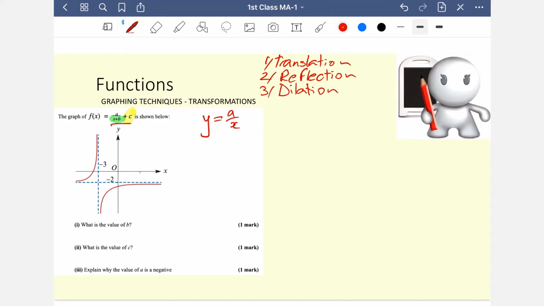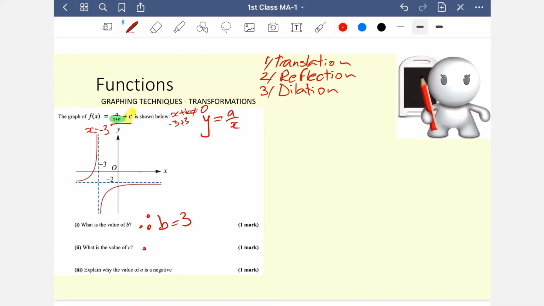Okay, so first question, what is the value of b? Well, remember x plus b cannot equal 0, hence that's why we have this asymptote. Well, what's the equation of this asymptote? x is equal to -3. So if x is equal to -3, therefore b has to equal 3, okay? If you substitute -3 here and 3 here, you're going to get 0, and remember, x plus b cannot equal 0, otherwise the function will not exist. Okay, so it's been translated 3 units to the left.